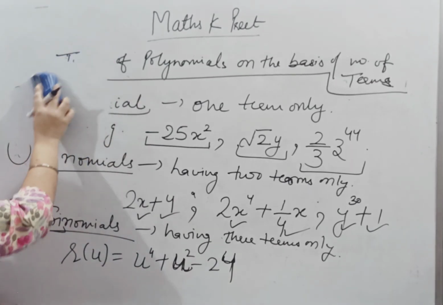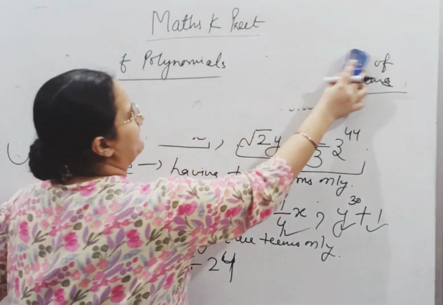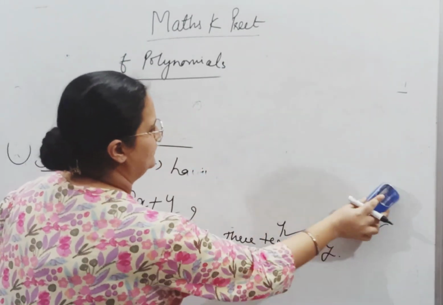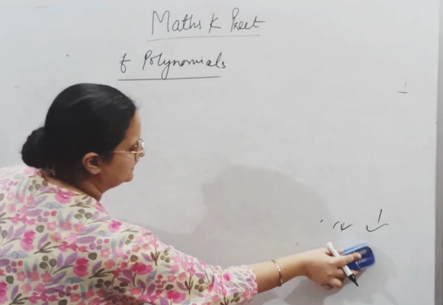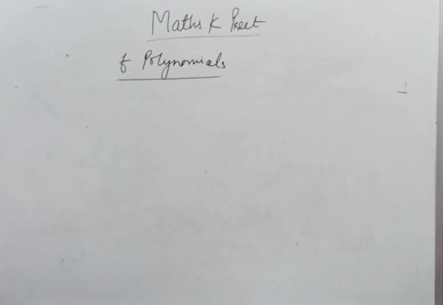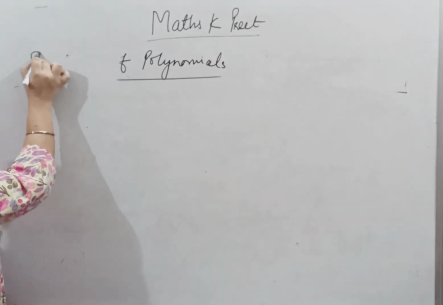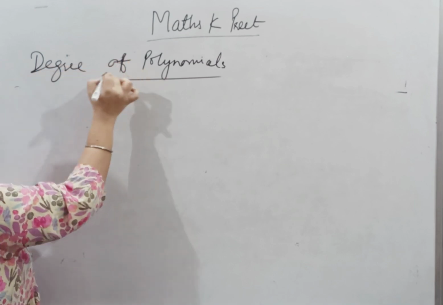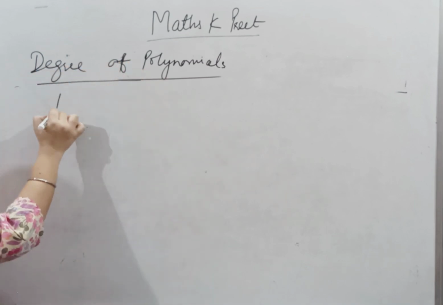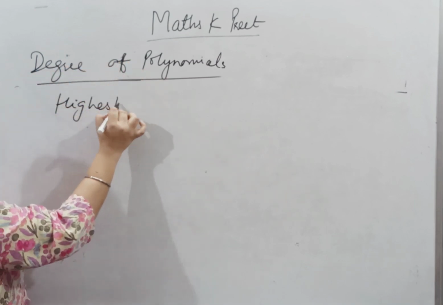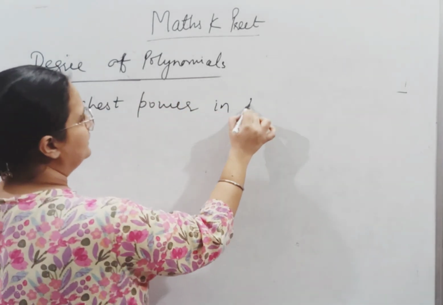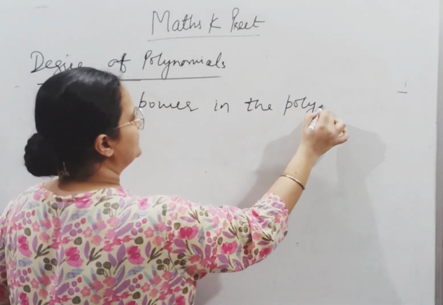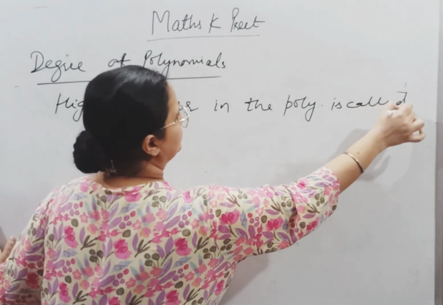Now let's move to the degree of the polynomial. Degree of a polynomial. So the highest power in the polynomial is called its degree.